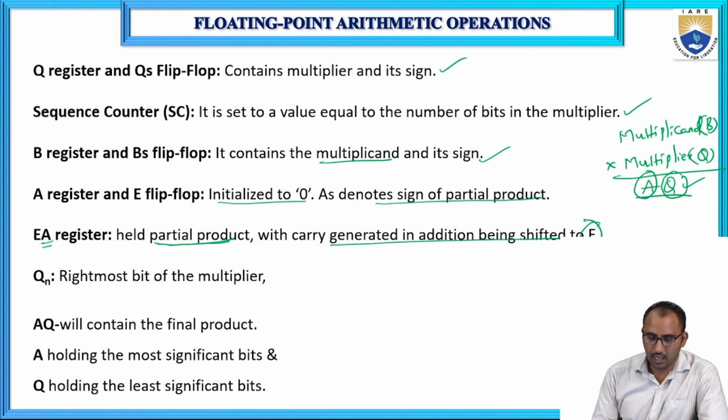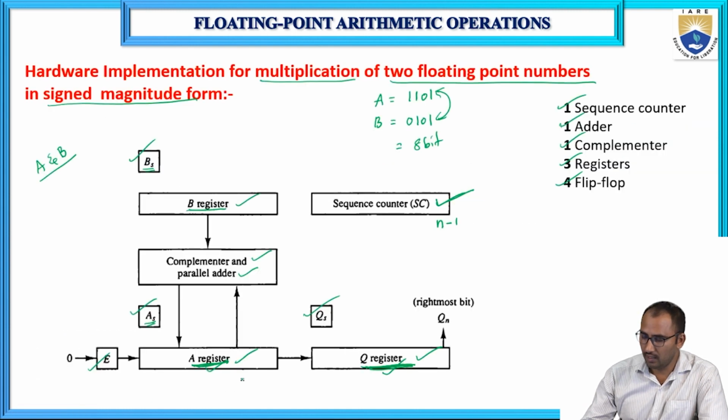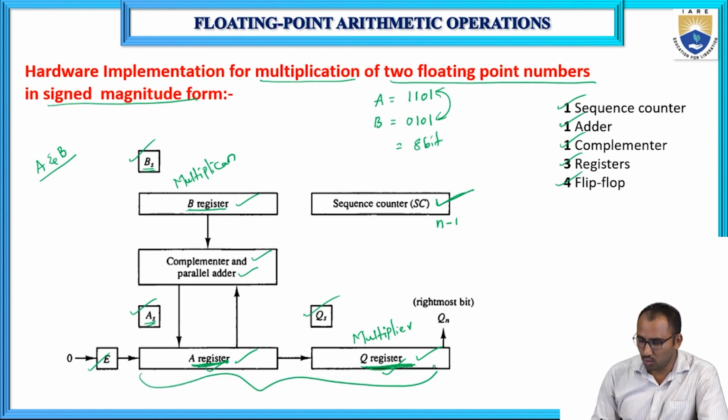And Qn is the rightmost bit of the multiplier. AQ will contain the final product, with A holding the most significant bits and Q holding the least significant bits. So in the Q register we have the multiplier, and in the B register we have the multiplicand. We are performing a multiplication operation, and the final product will be stored in these two registers.